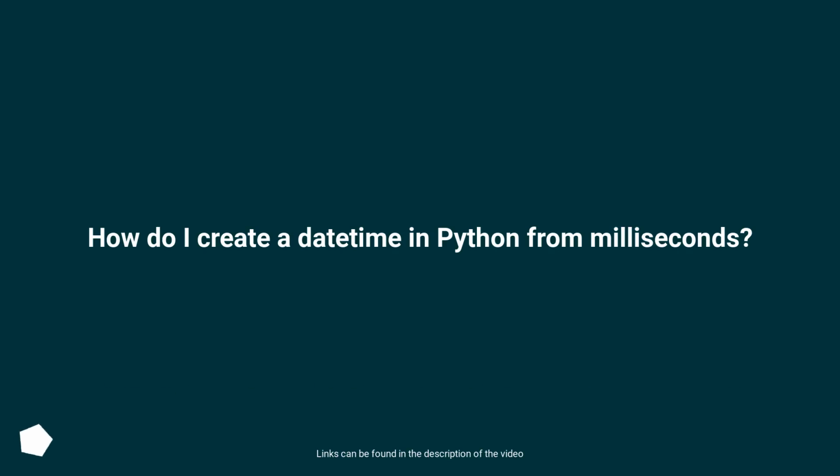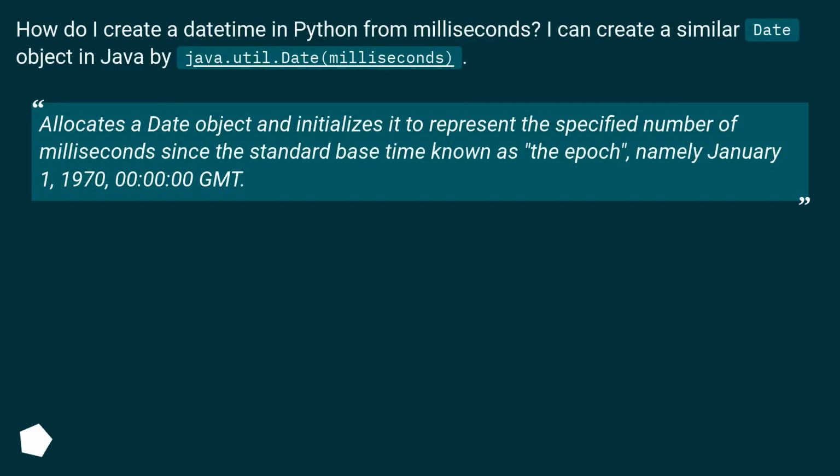How do I create a datetime in Python for milliseconds? I can create a similar date object in Java by java.util.Date(milliseconds). Allocates a Date object and initializes it to represent the specified number of milliseconds since the standard base time known as the epoch, namely January 1, 1970, 00:00:00 GMT.